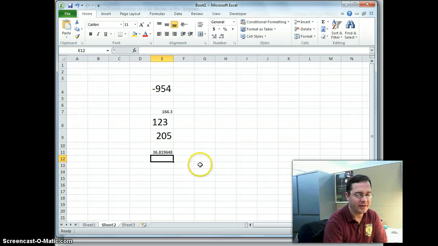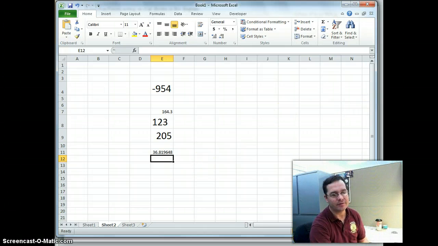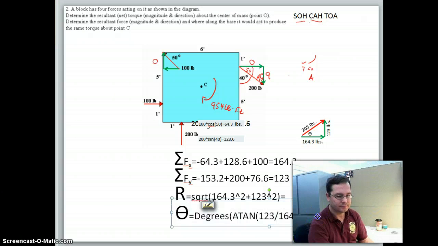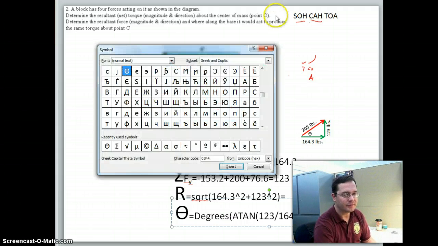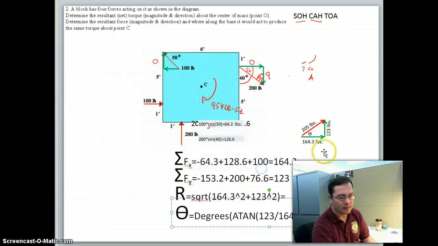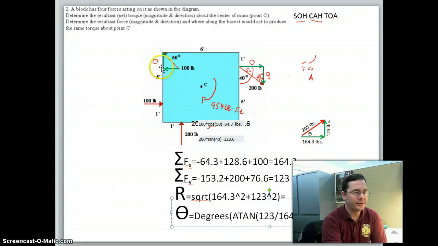And so we find out that that angle is about 36.8 degrees. And we can even insert a degree symbol. So that's the conclusion for solving this problem. A single vector of 205 pounds magnitude at an angle of 36.8 degrees could produce this torque.